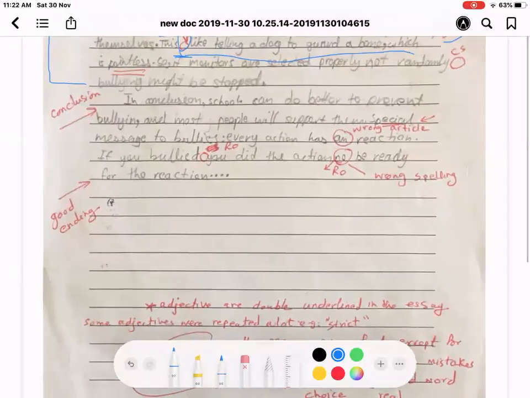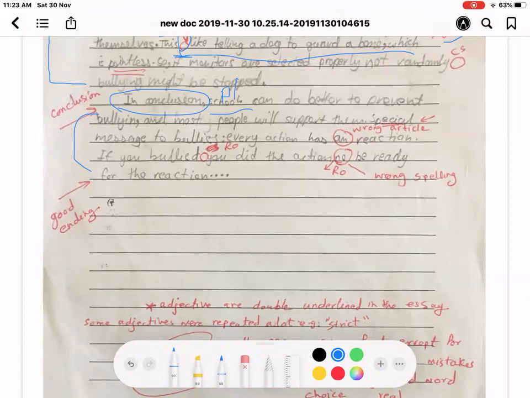Conclusion, no new ideas in the conclusion, mashallah, and he doesn't have any new ideas here. In conclusion, schools can do better, should be plural here. This word should be plural. And he started with a proper conjunction suitable for conclusions. School can do better to prevent bullying, and most people will support them.